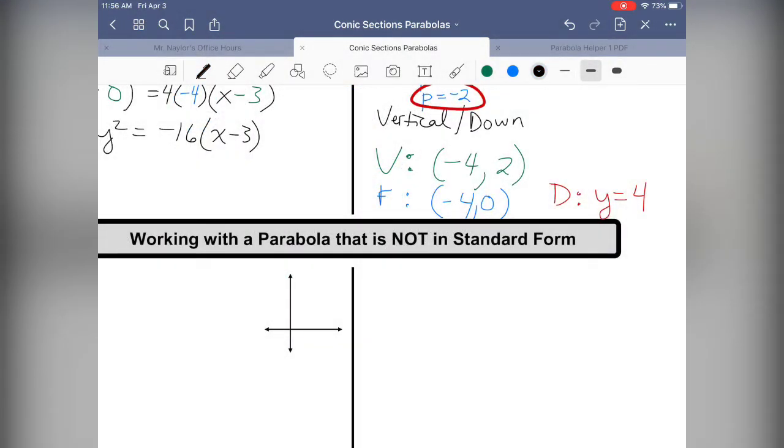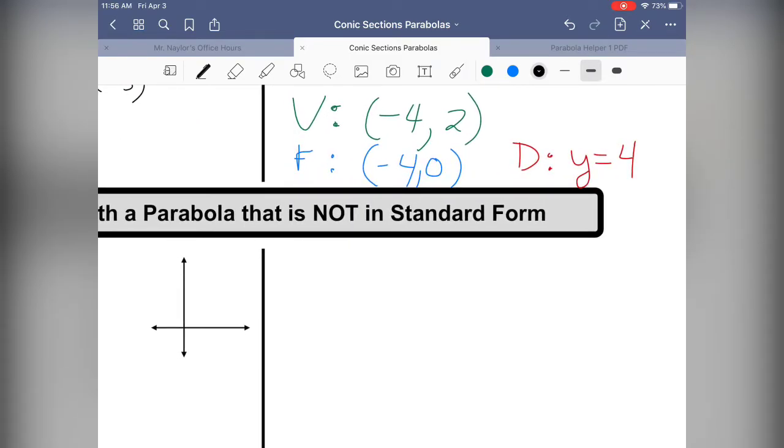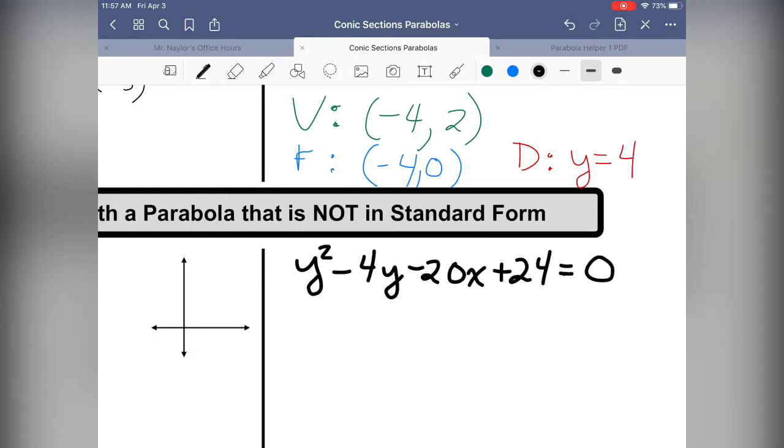All right, so let's look at an equation that's not in standard form. How about something like this? y squared minus 4y minus 20x plus 24 equals 0. Clearly, it's not in standard form, but we can put it in standard form.